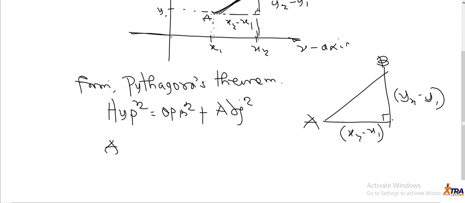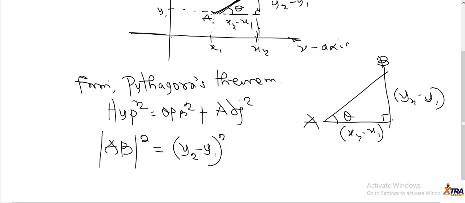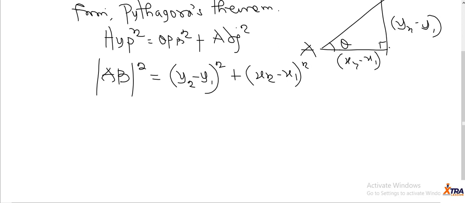So we have AB square is equal to the opposite. We have our angle here. So the opposite is y2 minus y1. That means I will be having y2 minus y1 all square plus x2 minus x1 all square as well. Then the next thing is for us to find a way of eliminating the powers of AB, because we are looking for AB, which is the distance.